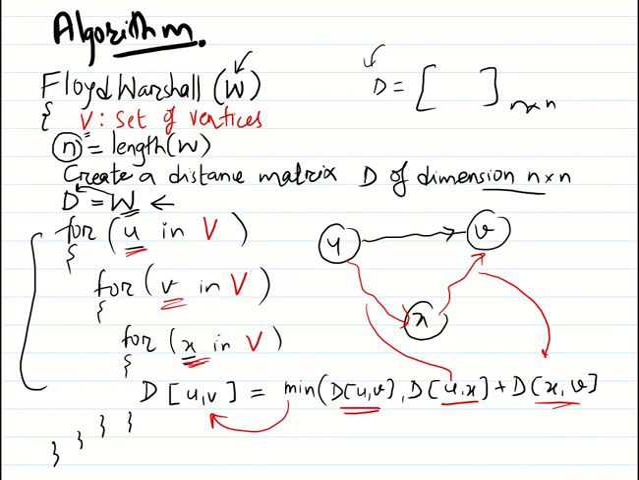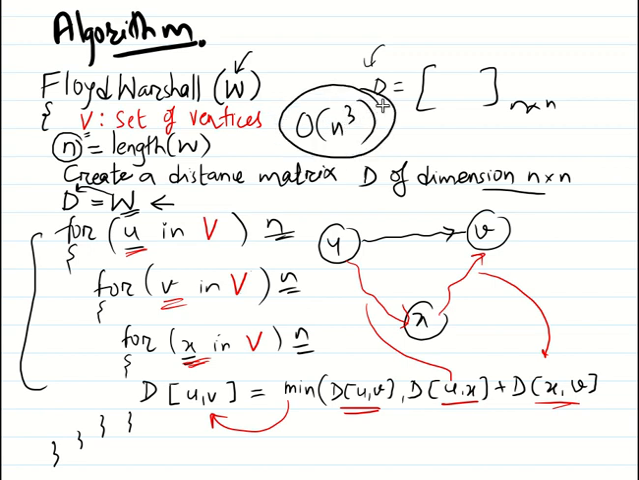To talk about the time complexity, there are n vertices, so this loop will run n times, n times, n times, a nesting of 3 loops, so it's of order n cube. This is the time complexity of Floyd Warshall's shortest path algorithm.